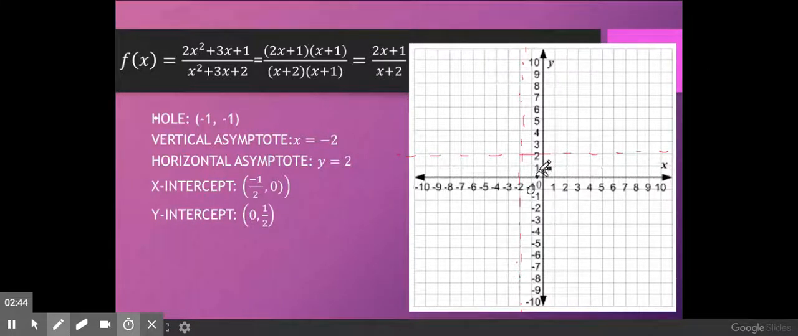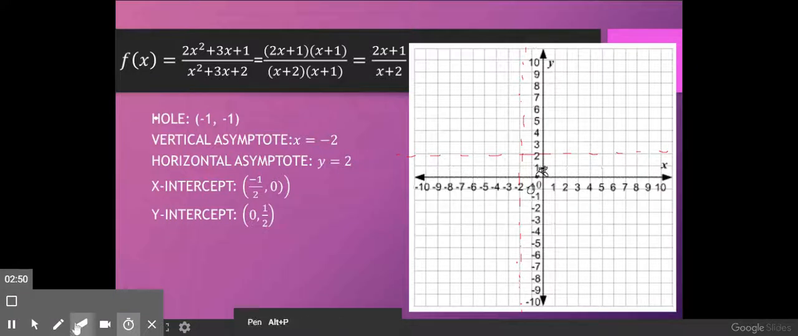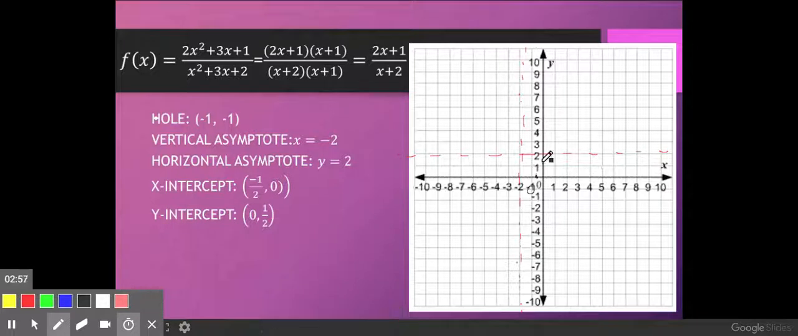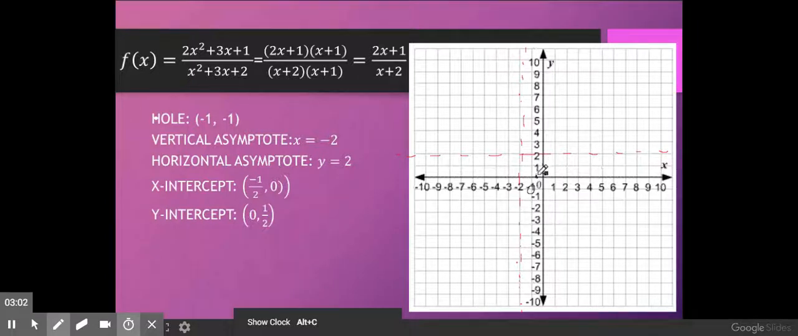So lucky for us, we have 2 points and a hole on the right side of this vertical asymptote. As you can see, the asymptote splits this graph up into 4 different quadrants.